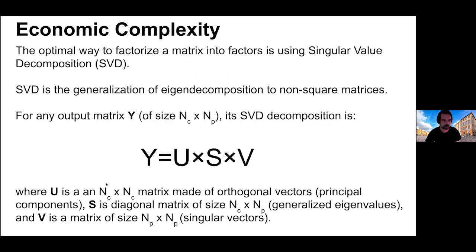I went a little bit backwards, sorry. U is a matrix that is the number of locations by the number of locations, so it's a square matrix, and these are the principal components. These are going to be the factors that locations have. S is a diagonal matrix, and these are going to be the elasticities that you're going to learn. And V is a matrix that is square also, and is proportional to the number of activities.